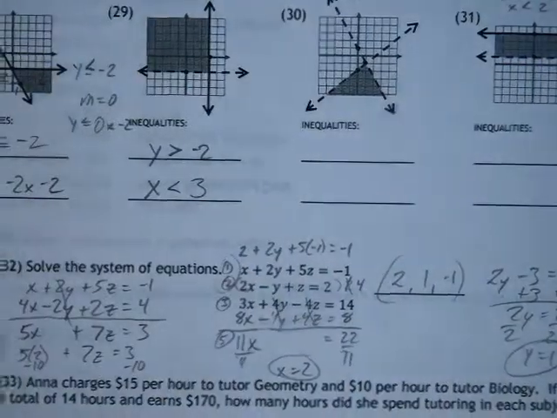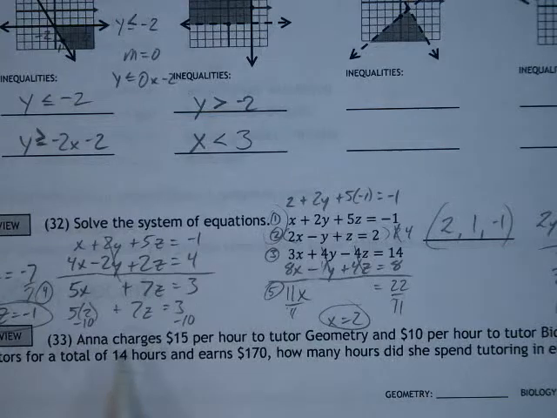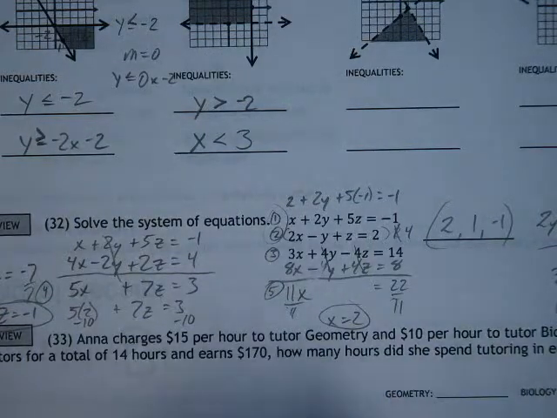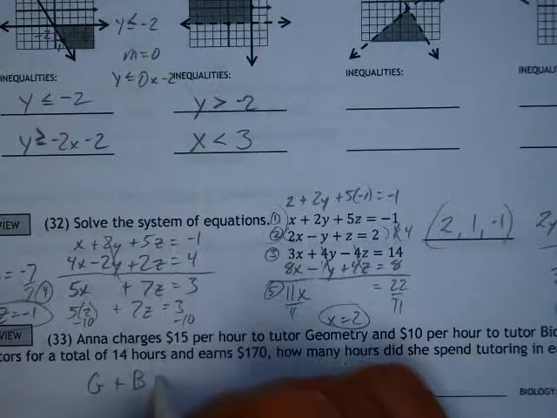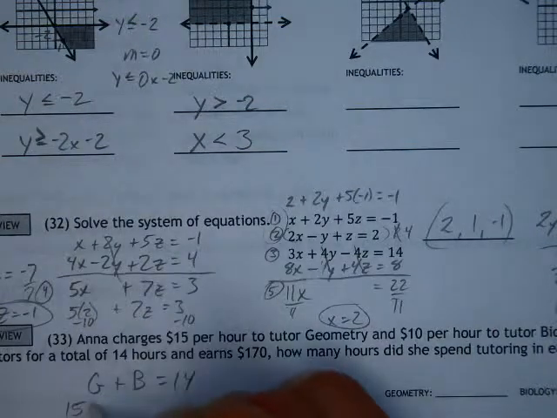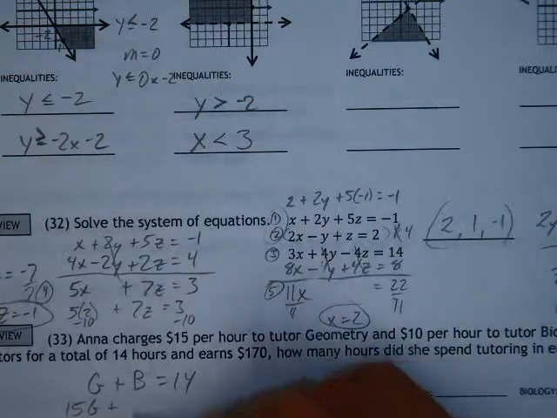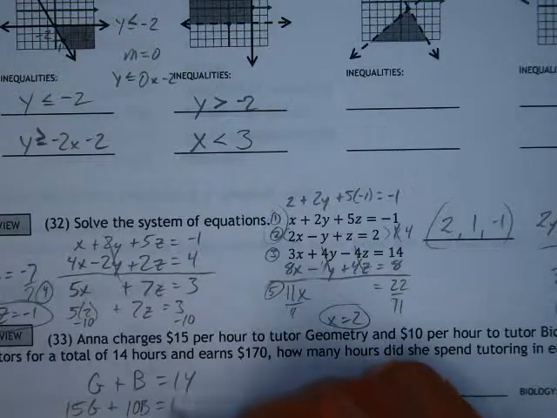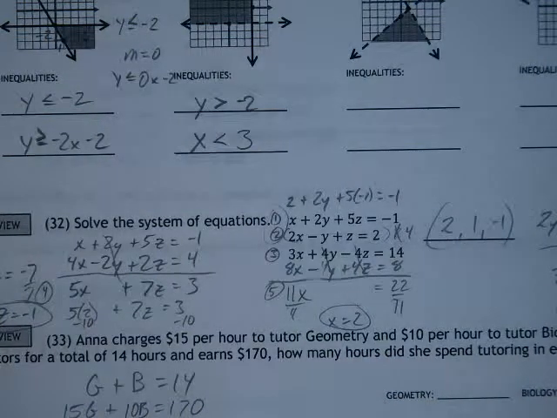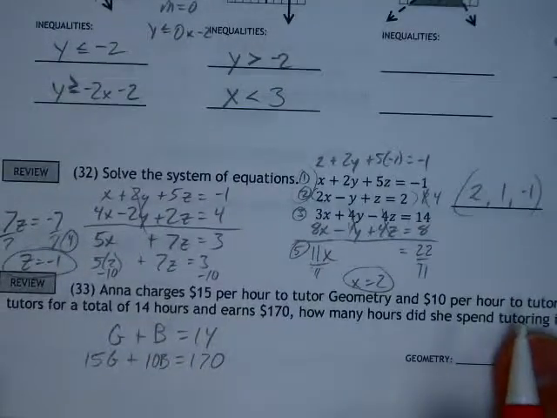Bada bang. The next one's going to be kind of like that, but I won't do the whole thing. Anna charges 15 per hour to tutor geometry and 10 per hour to tutor biology. She tutors a total of 14 hours: geometry plus biology equals 14, and earns 170 bucks. That means the per hour thing: 15G plus 10B equals 170. All right, multiply by probably negative 10, and you can solve for both of those there. Okay, enjoy.